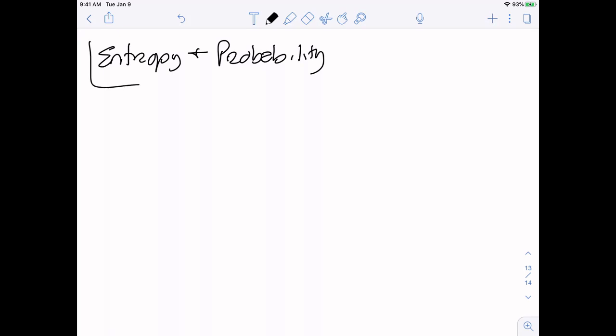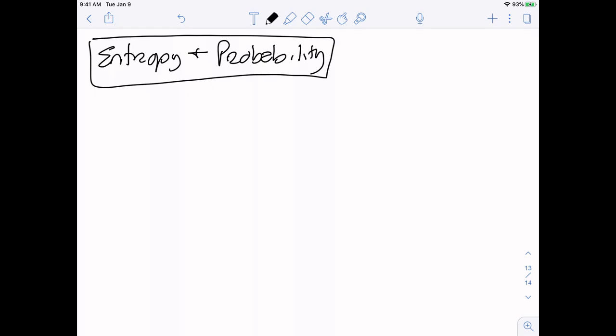I want to talk a little bit about entropy and probability. We won't spend much time on this topic, but I do think it's important in terms of understanding entropy. So, entropy and probability. Essentially, systems tend to a state of maximum randomness because the random state is just more likely, more probable, right?